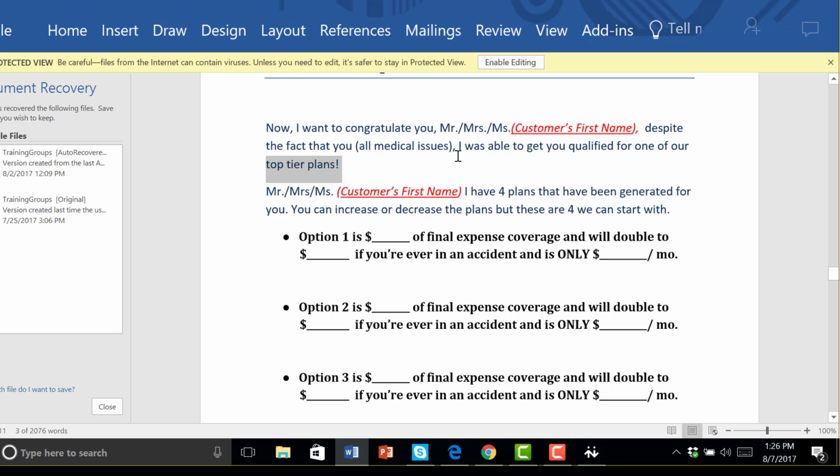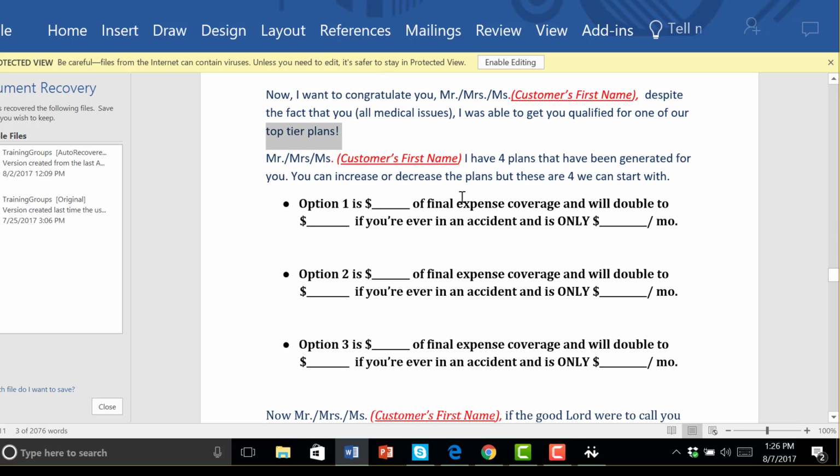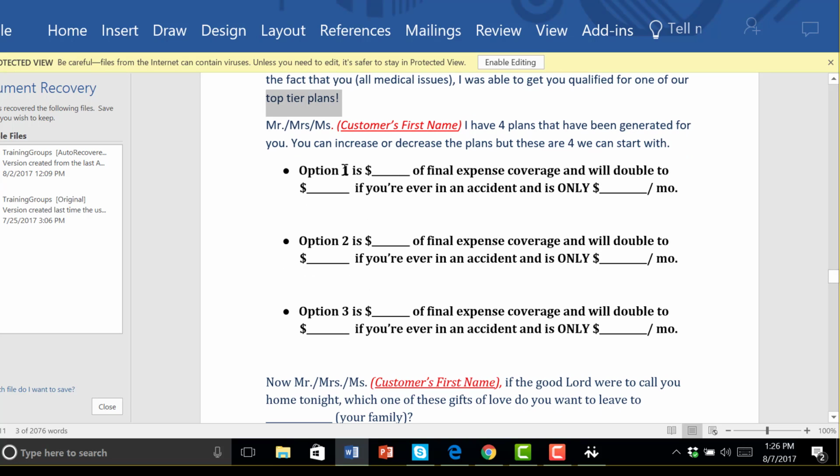That's very important, okay? Now, Ms. Ann, I've got 3 plans that I've generated for you, and you can increase or decrease these, but we're going to start with these, okay? Now, option 1 is $7,000 of final expense coverage, and that'll double to $14,000 if you're ever in an accident, and it's only $45 per month. Now, option 2 is $10,000 of final expense coverage, and that'll double to $20,000 if you're ever in an accident, and that one's only $60 per month.